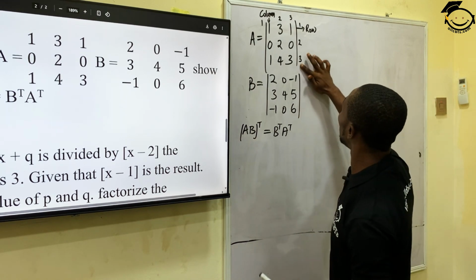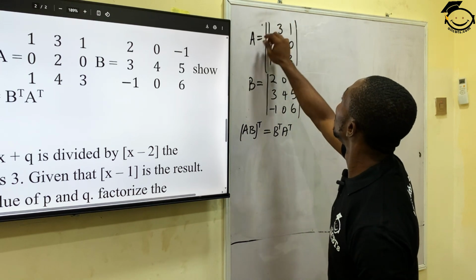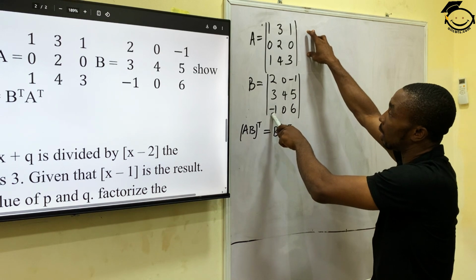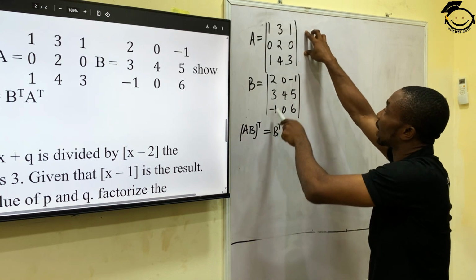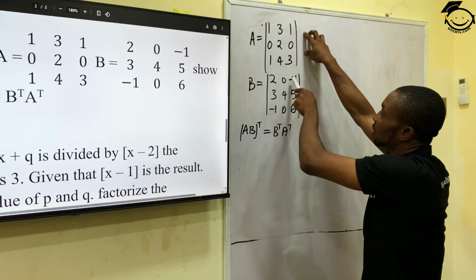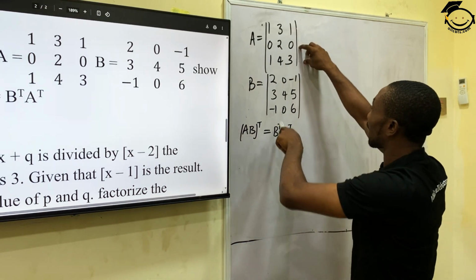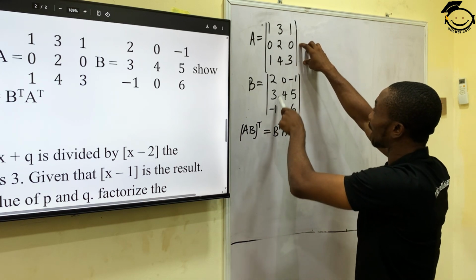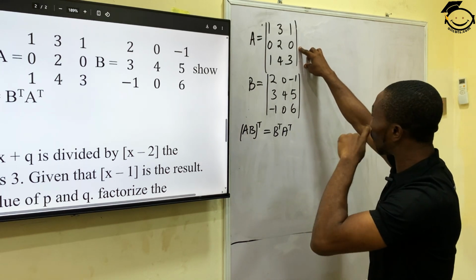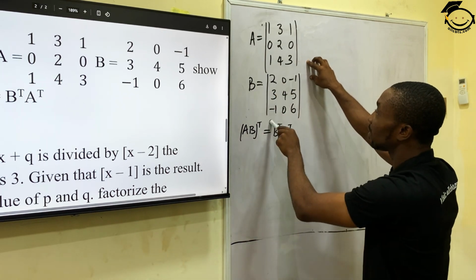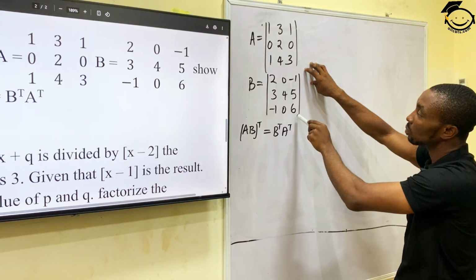So in multiplication of A and B, it will be our row 1 against column 1, row 1 against column 2, row 1 against column 3. Then we'll go to the next stage: row 2 against column 1, row 2 against column 2, row 2 against column 3. Then we have the third stage: row 3 against column 1, row 3 against column 2, and row 3 against column 3.